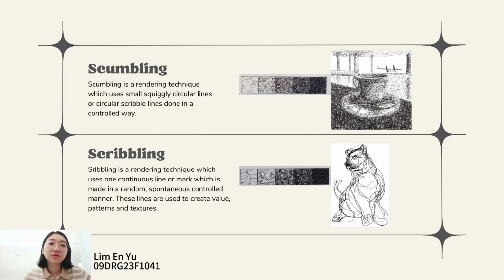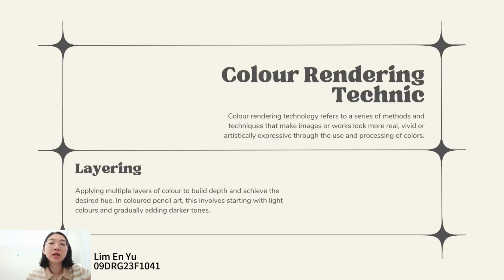And last is scribbling. Scribbling is a rendering technique which uses one continuous line or mark which is made in a random, spontaneous, uncontrolled manner. These lines are used to create value patterns and texture. And beside this is a drawing made using scribbling. And we are done learning the rendering techniques.